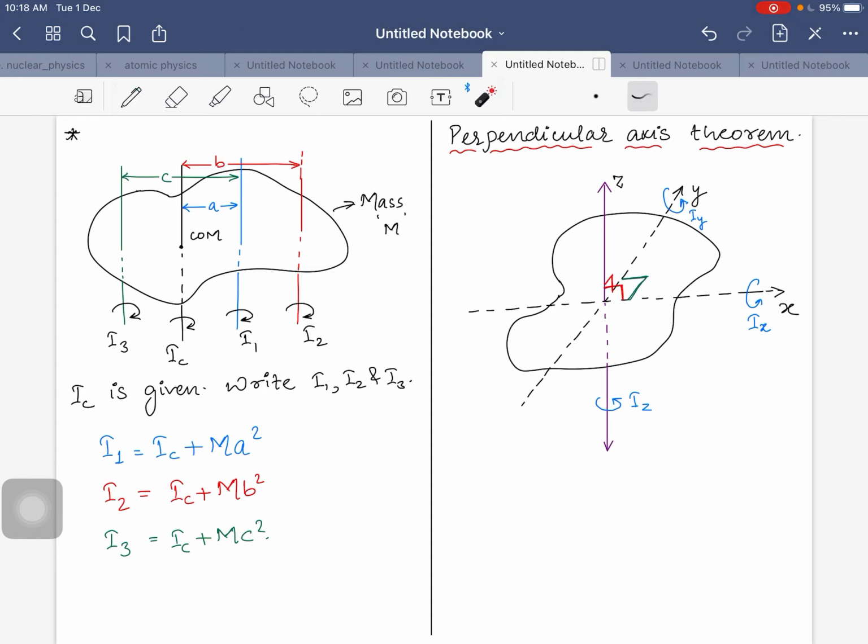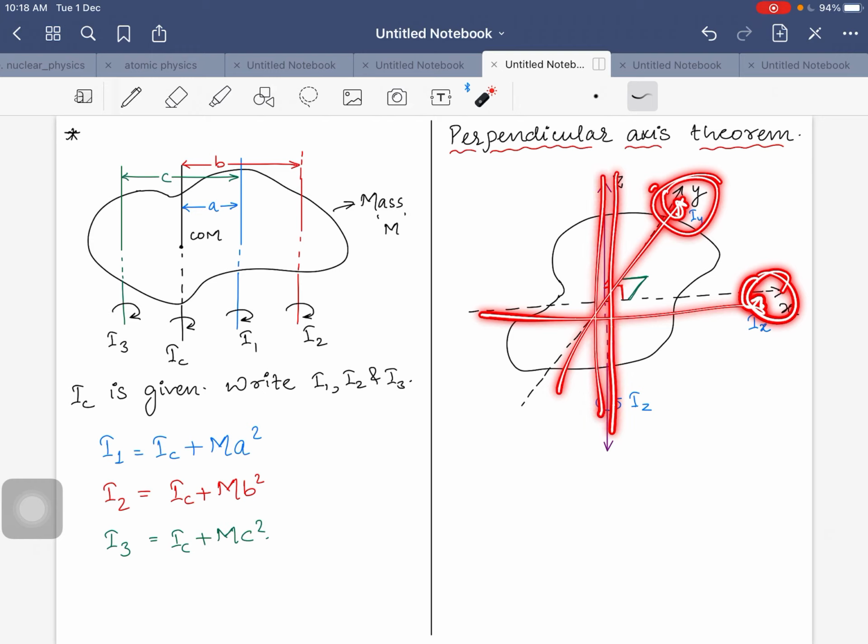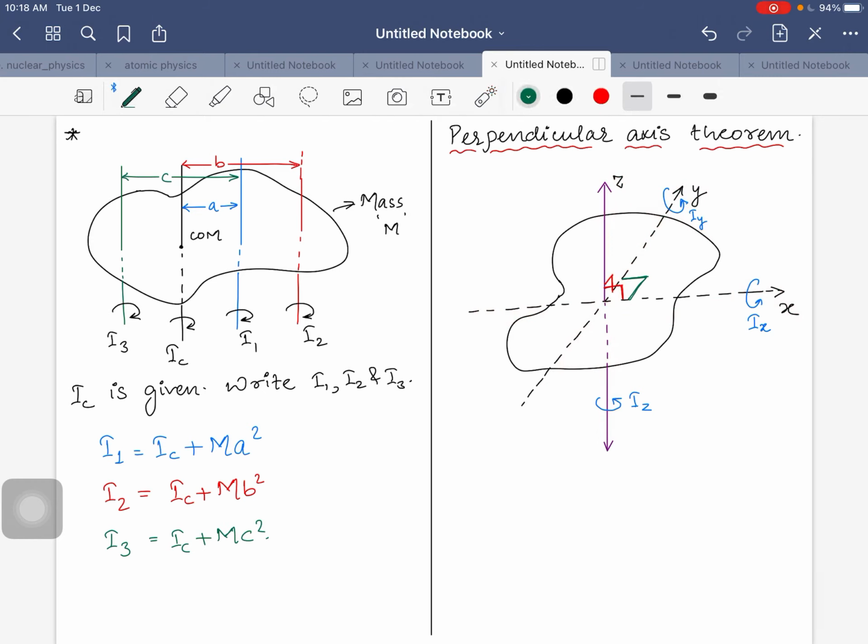Okay. And z is perpendicular to both. Z is perpendicular to x also and z is perpendicular to y also. Means all the three axes are mutually perpendicular. Simple, x, y and z. So if about x it is Ix, about y it is Iy. These two are lying in the plane of the body. So about this, Iz will be Ix plus Iy. This is the thing you have to write, that Iz will be equals to Ix plus Iy.